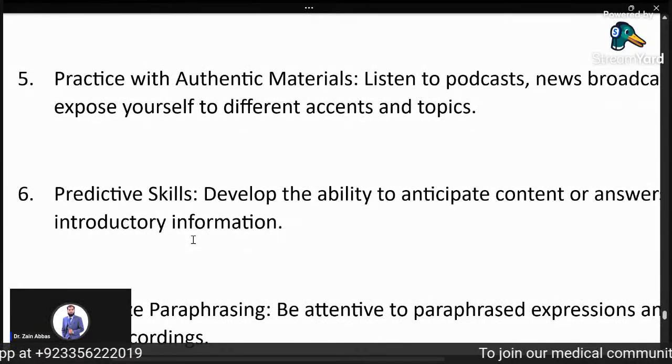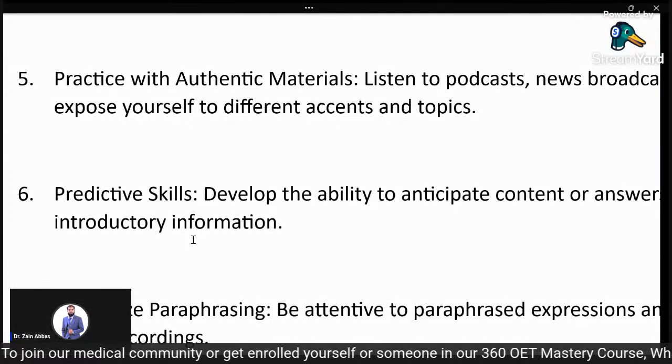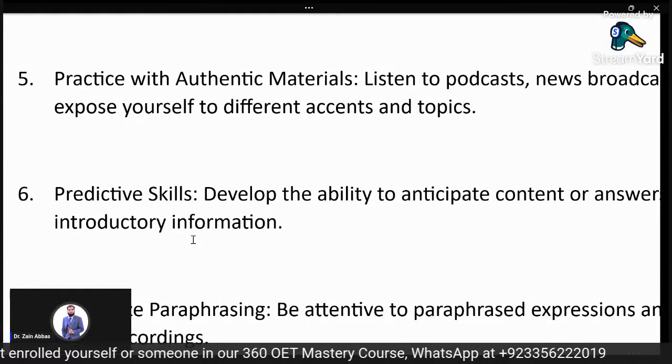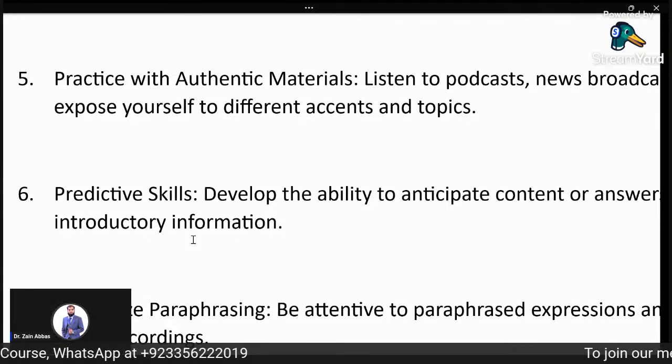The next important point is predictive skills. Predictive skills work best for doctors and nurses, even for allied health professionals. These skills are used for the monologue and dialogue patterns, and you can guess the next word without even listening to that word.